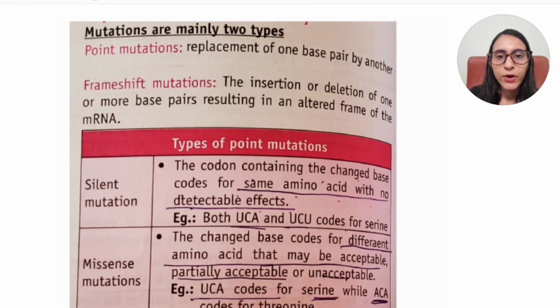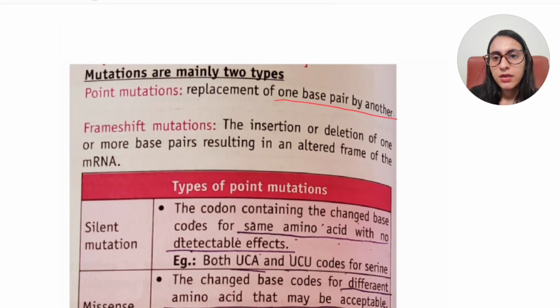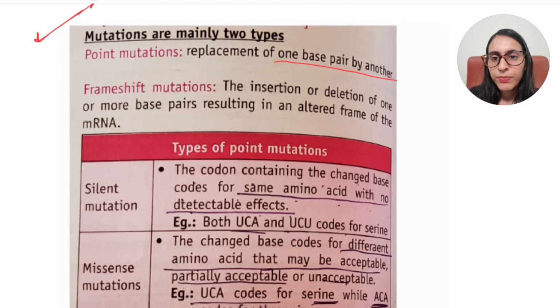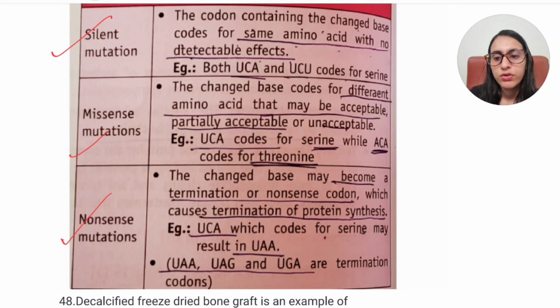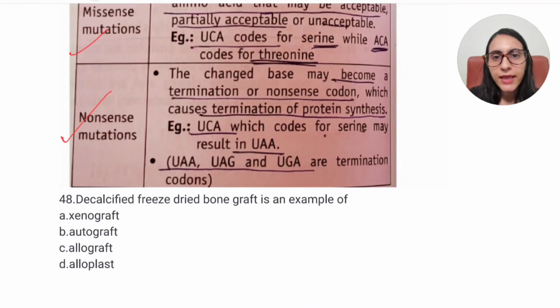So mutations: point mutation is a replacement of one base pair by another. This is a slide from the biochemistry subject of our crash course series. And then we have point mutation at a point, one base pair by another, and frameshift mutation is insertion or deletion of one or more base pairs. It can be either silent mutation, missense mutation, or nonsense mutation.